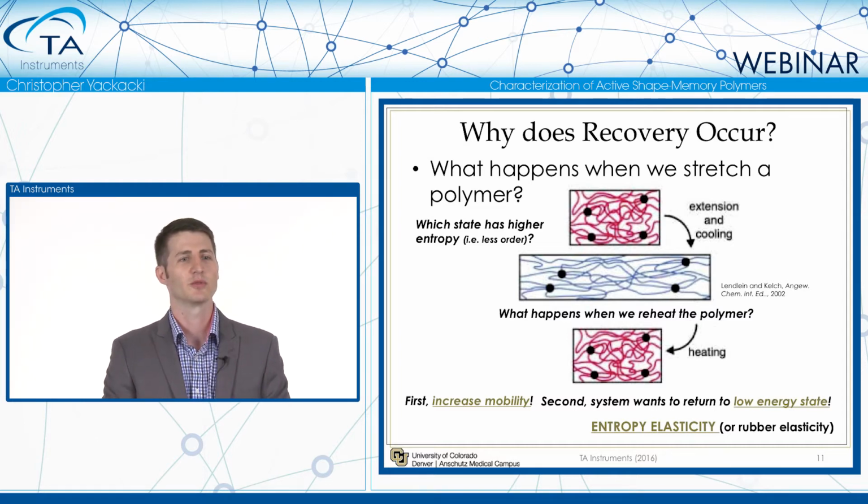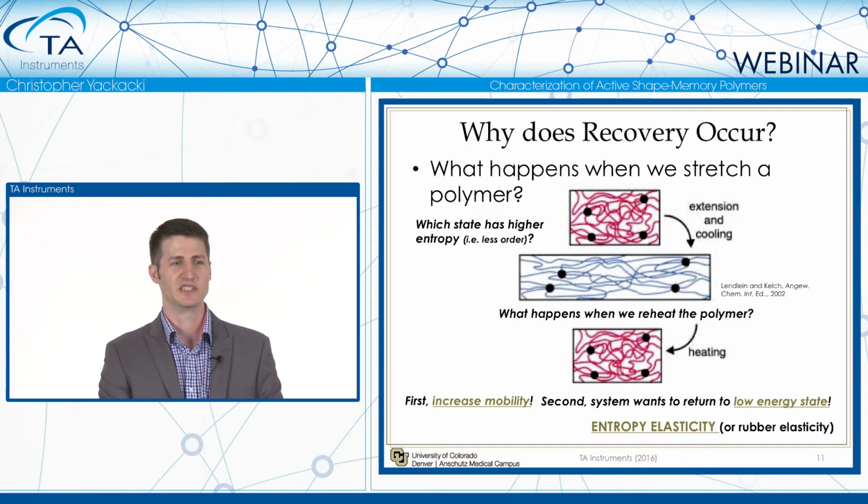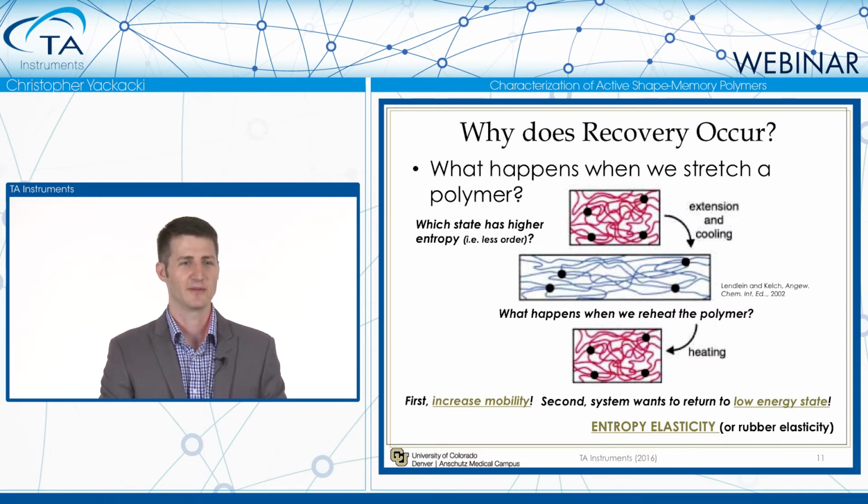And so when we go through recovery and we reheat the polymer, when we allow those chains to move again, when we increase the mobility, it will want to return to that lowest energy state. So first we have to increase the mobility by heating the polymer, and then the system says, hey, let's return to that high entropy, high chaos, high disorder, low energy state. And so some people will refer to that as entropy or rubber elasticity.